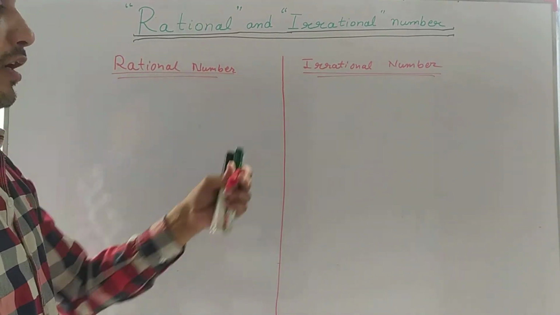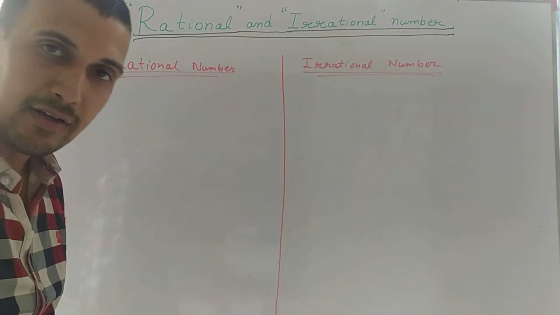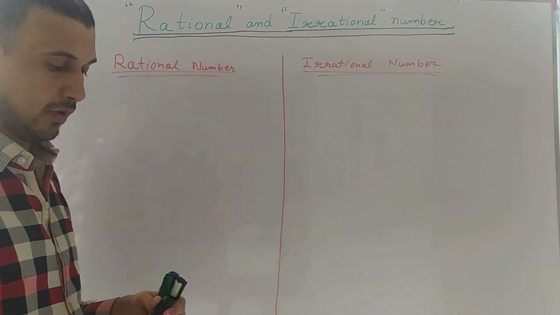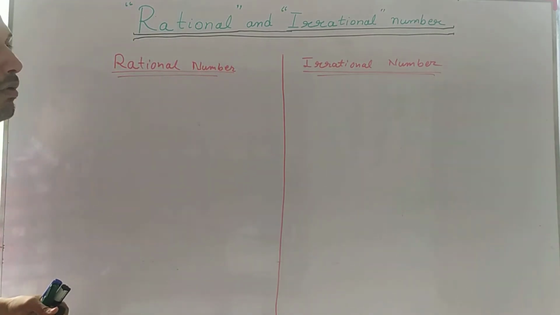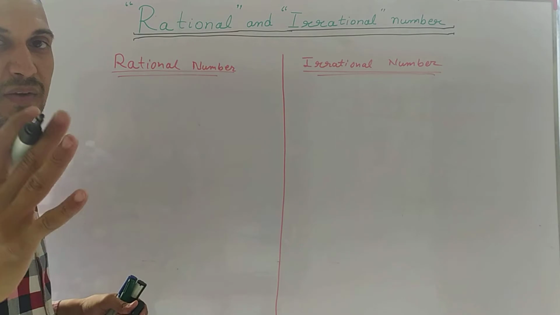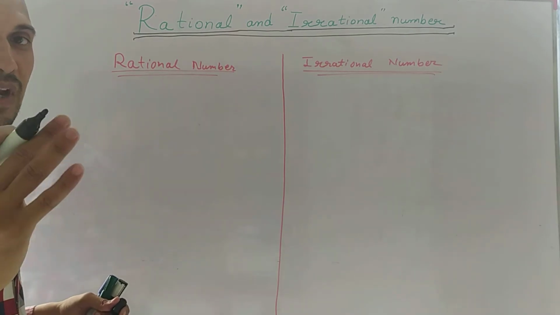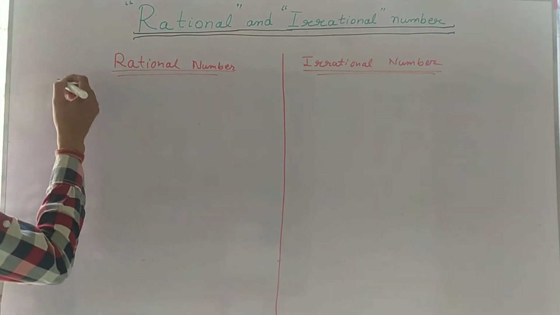Rational number and irrational number. So first of all we will try to understand the definition of a rational number. As we know, a number that can be written in the form of p by q, in the form of a fraction, is called a rational number.